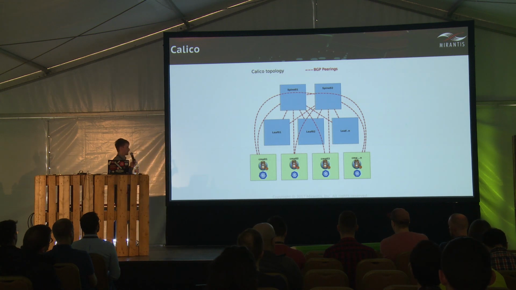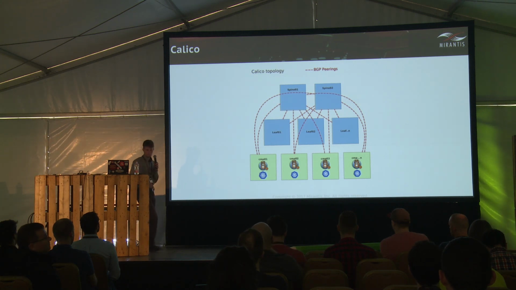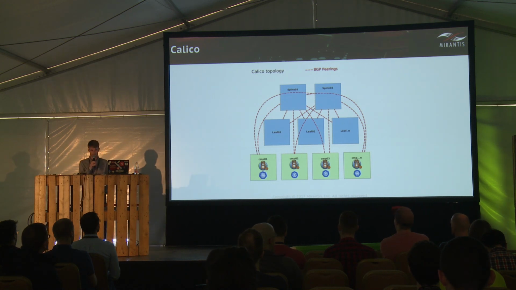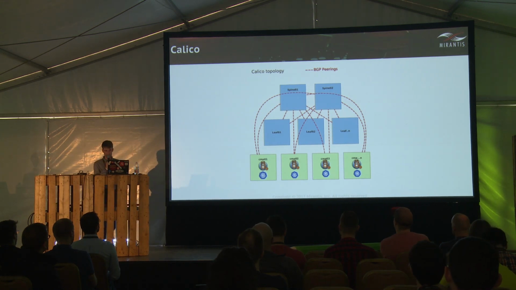So if you spin up a pod here, you distribute routing information using BGP, and the rest of your network should be aware of this IP address of this pod. There is one small problem: Calico uses full mesh networking for BGP by default, and it's not very good for production.